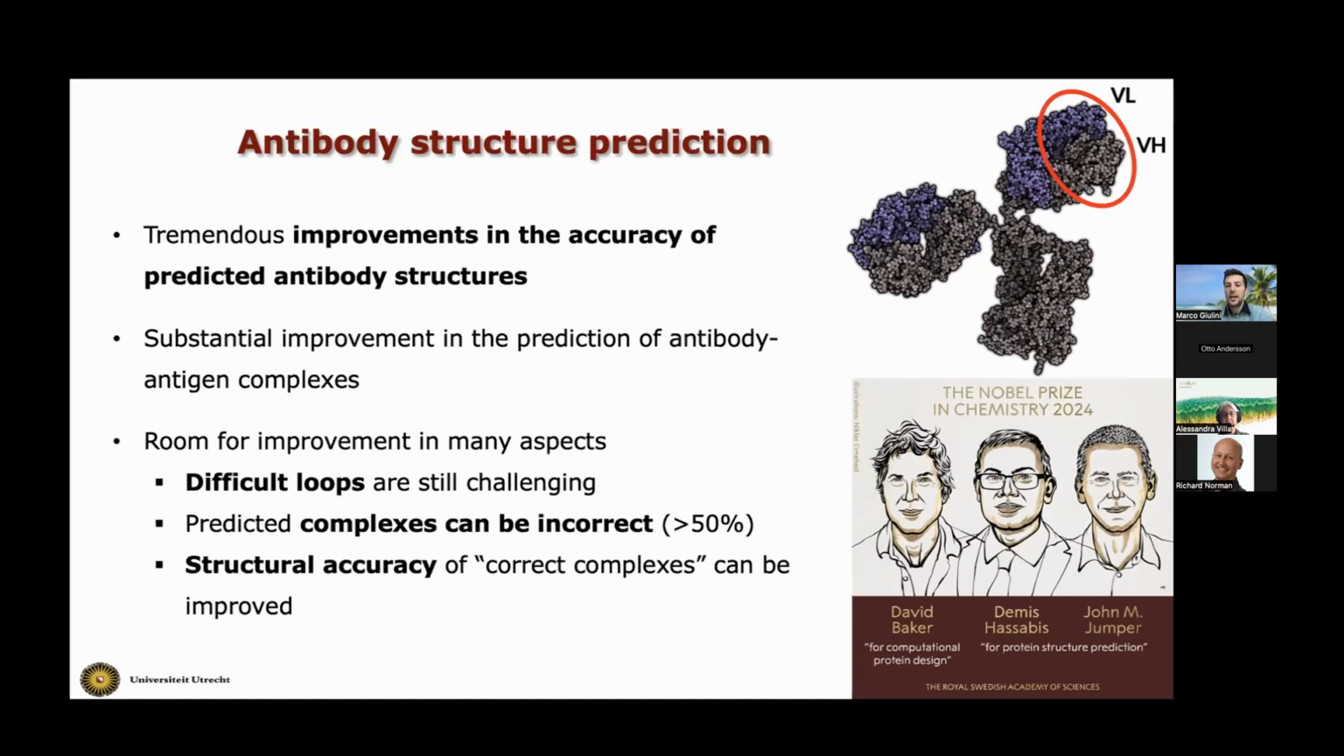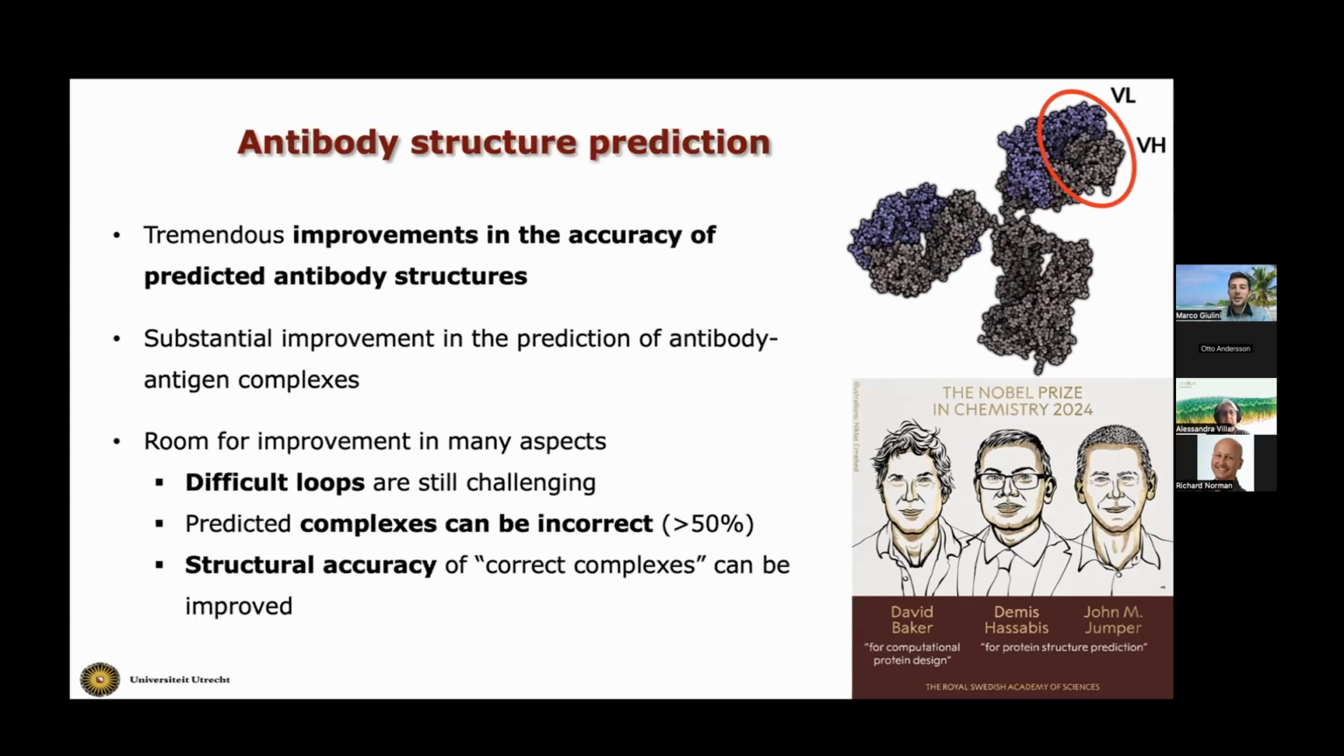And indeed, AlphaFold and RosettaFold played a very important part in this. And yeah, they got the Nobel Prize a few months ago. So their algorithms really revolutionized also the field of antibodies. And modeling antibodies, the prediction of the complex that these molecules form with the antigen molecule, is also very important. These two algorithms, both AlphaFold and RosettaFold, showed a substantial improvement in this task as well. But there is still some room for improvement.